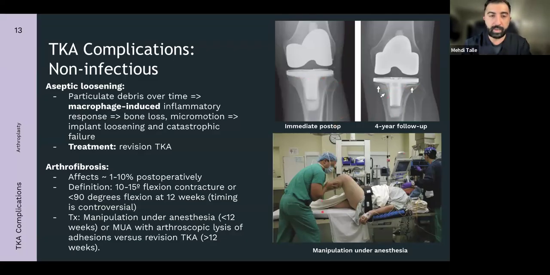Arthrofibrosis is an unfortunately common complication of total knees. This is what I was alluding to earlier with the importance of post-op physical therapy and getting patients moving early on. This can affect anywhere from 1 to 10% of patients post-operatively. The definitions, which do have some variation in the literature, are about 10 to 15 degrees of a flexion contracture, which means you cannot fully straighten your knee. You're stuck at about 10 to 15 degrees short of full extension.